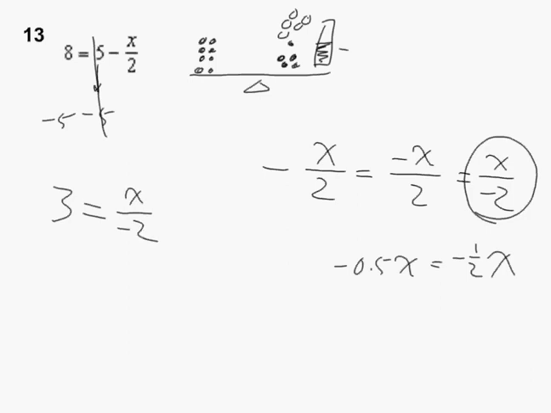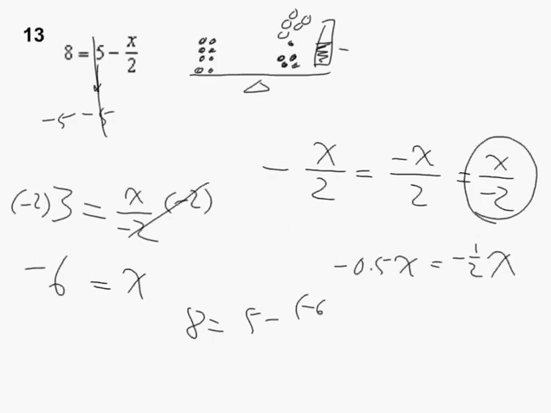And the reason why it's the easiest is because in one step, I can multiply both sides by negative 2, and I could find out the exact value of x without having to have a negative x. And x's value is negative 6. If I substitute that back into my original equation, a negative 6 divided by 2, I'd have 5 take away a negative 3, keep, flip, change, and I would have an 8. So it's true, x is negative 6.